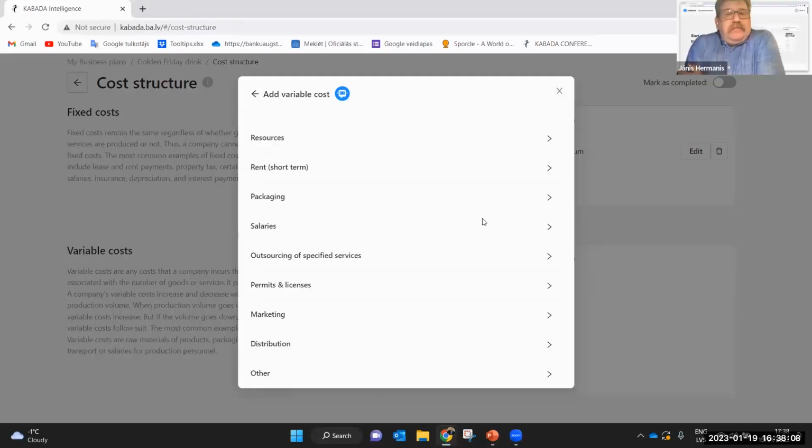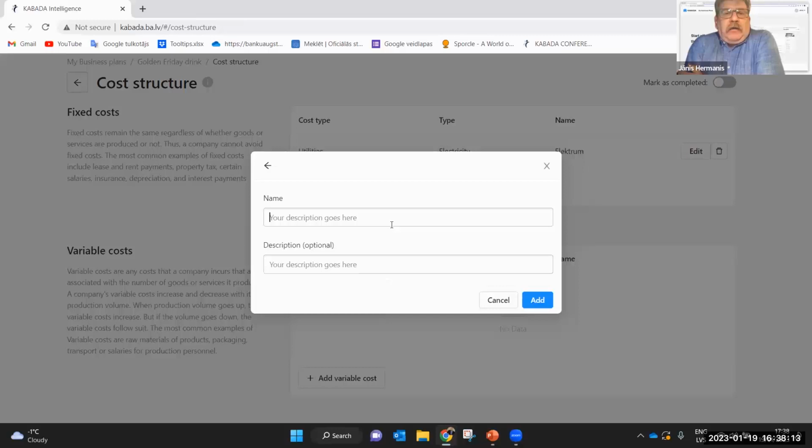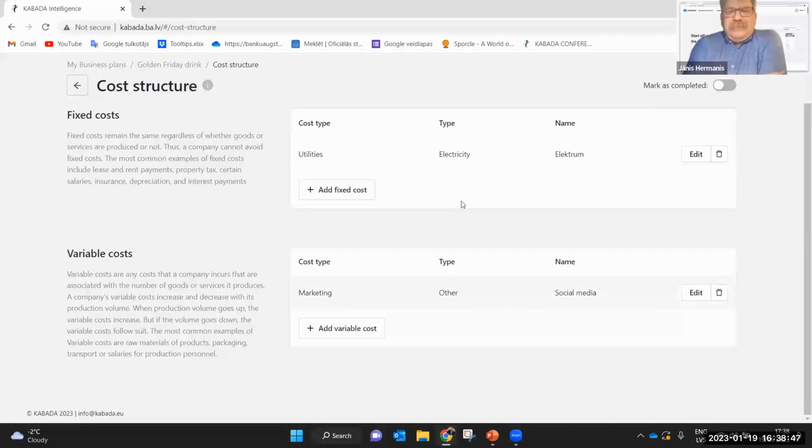Something about marketing, which I believe is not the same every time. Social media marketing. Well, the description is optional at the moment. It's for us, not a mandatory field here. Instagram, Facebook, TikTok. Good.